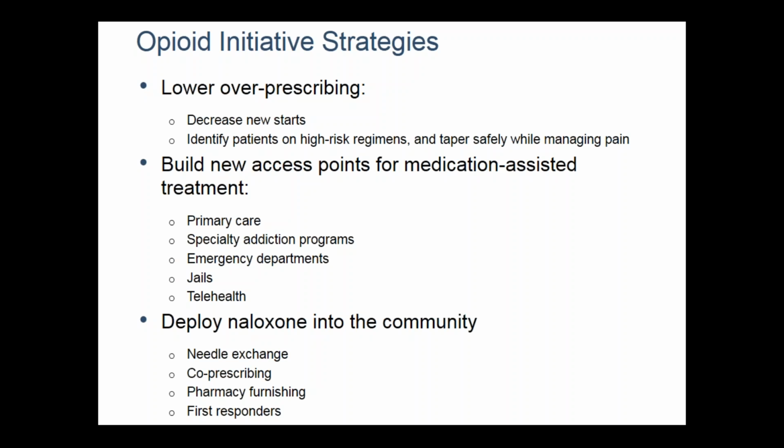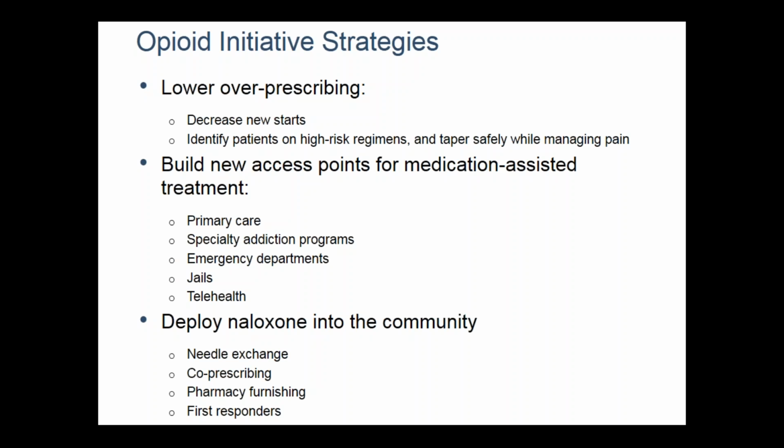The second major priority is building new access points for medication-assisted treatment for opioid addiction. We've got plenty of evidence that this lowers death rates and improves retention in treatment, and so we're working across the state to build new capacity in multiple places: primary care, especially addiction programs through the Drug Medi-Cal waiver, emergency departments, telehealth, jails, and others.